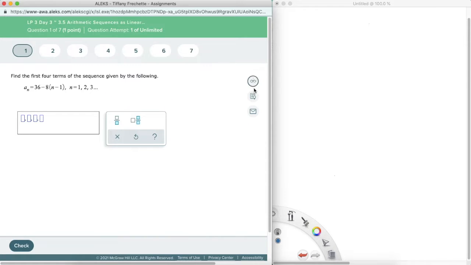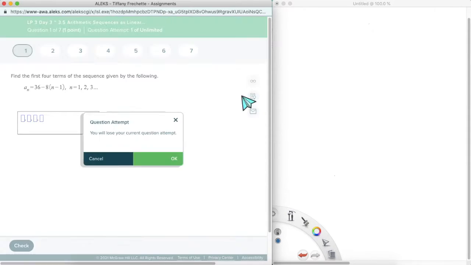We have these 3 tools on the side. Explanation literally explains this problem you're looking at, so it's going to give you the solution and the answer. So you will lose your attempt on it. You'll get an X on here, but you get to see the solution to this problem, and then you'll have to come back in on another attempt to actually get points for it.